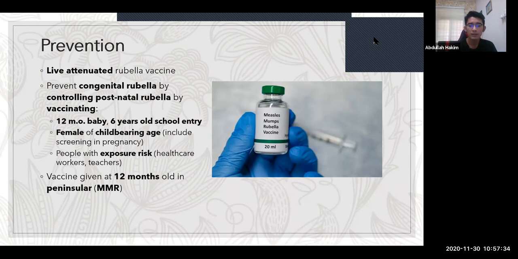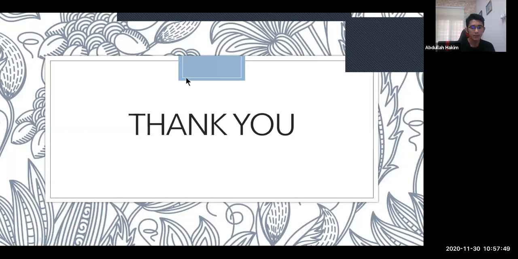So we can include it in screening in pregnancy, and also for people with exposure risk like healthcare workers and teachers. So in Malaysia, we usually give the vaccine at 12 months old, which is the MMR vaccine. So I think that's all. Any questions?